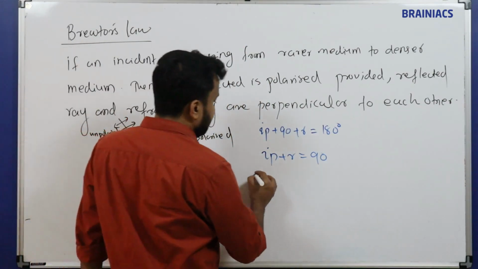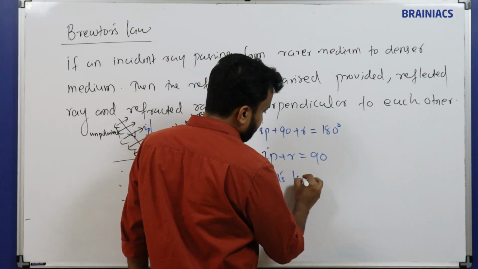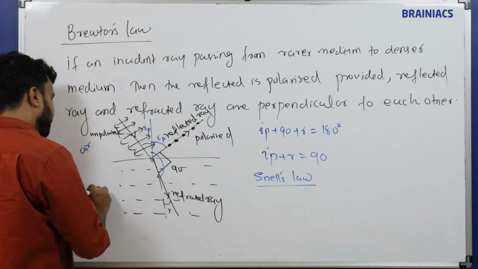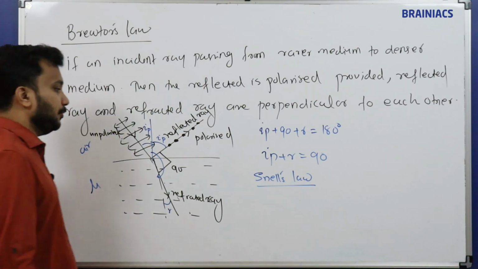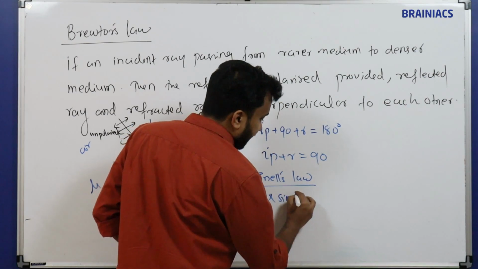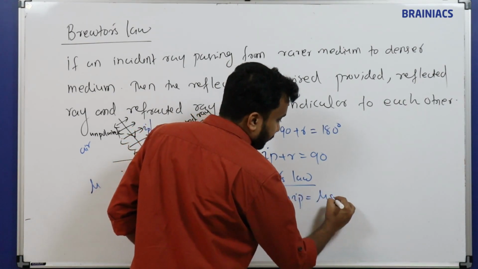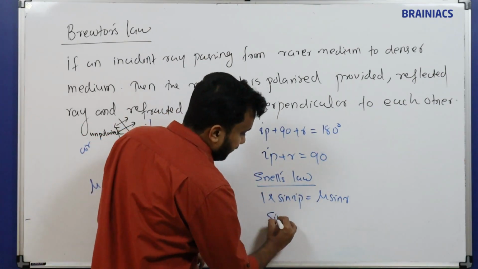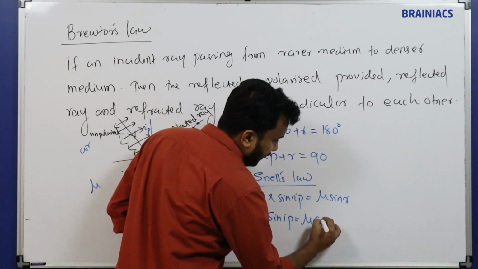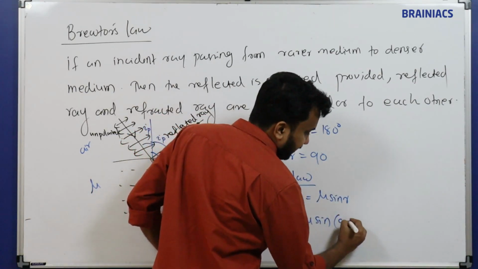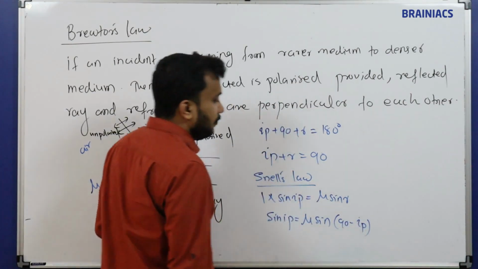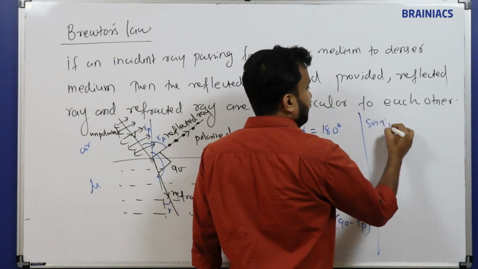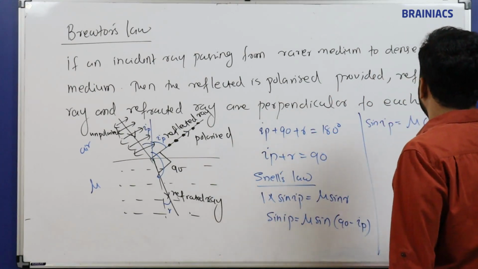Now I am applying Snell's law over here. First, let's put air as a medium, and this is a medium having the refractive index of mu, or n you can put it as. So 1 into sin IP is equal to mu into sin R. So this will become sin IP is equal to mu into sin R, which from here is 90 minus IP. What is sin of 90 minus IP? It is cos IP, right? So sin IP is equal to mu into cos IP.